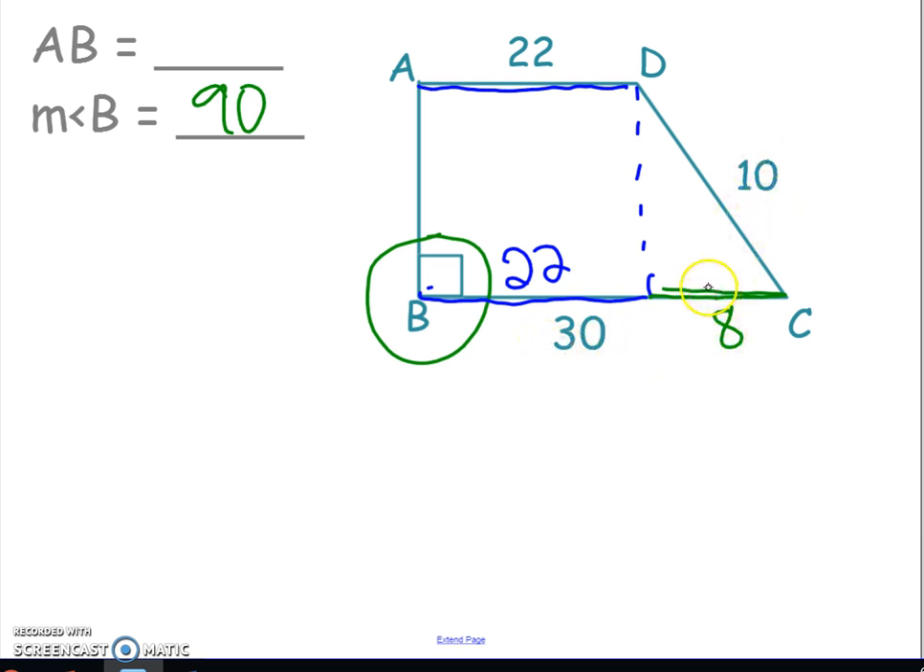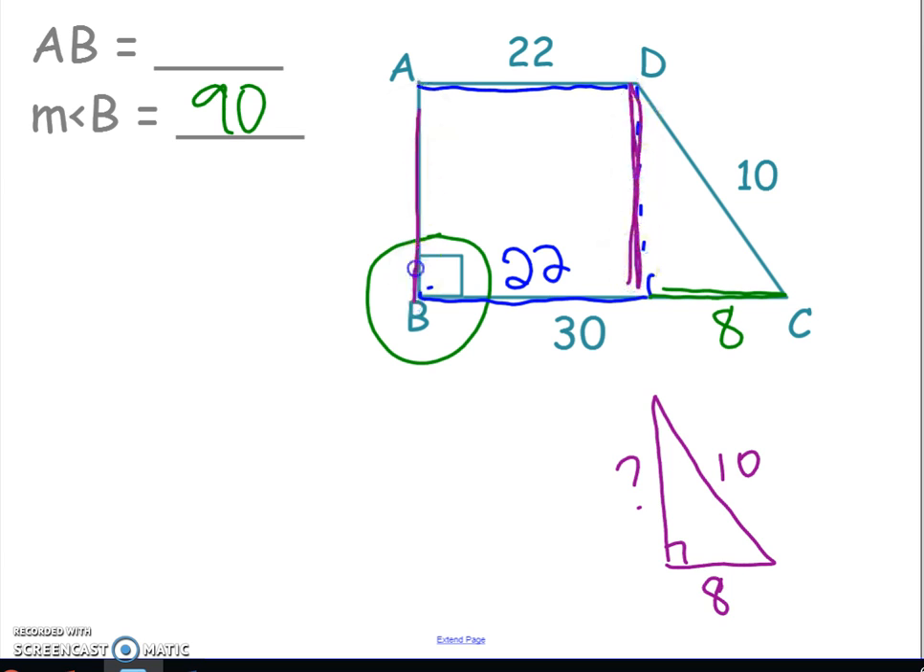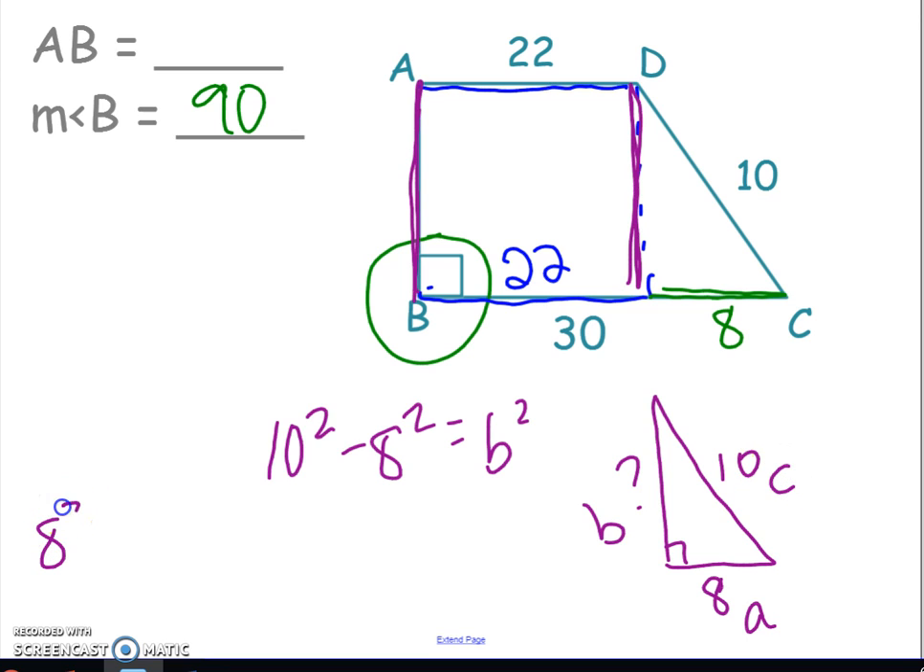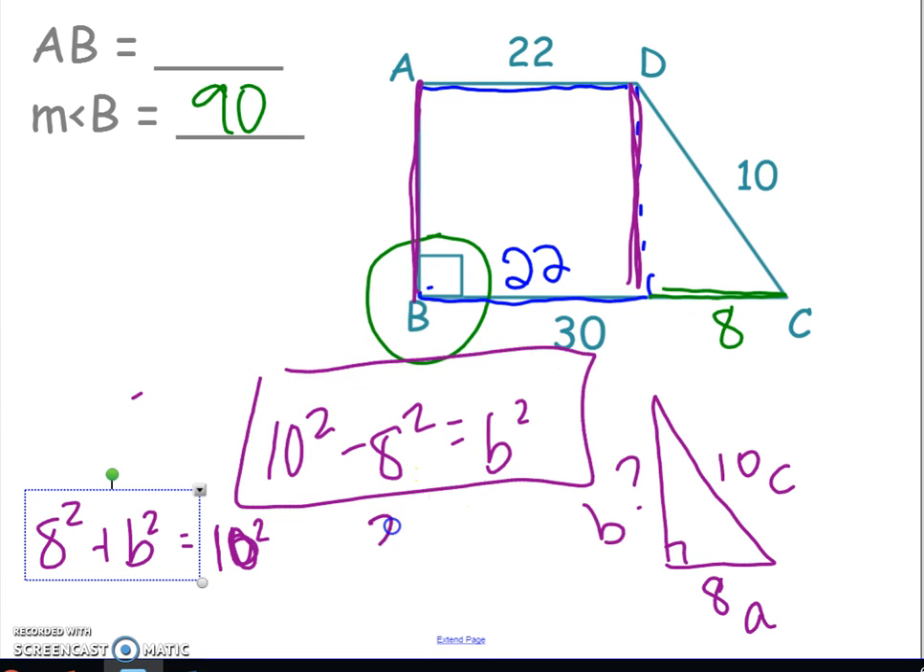So when I block this off, if you notice, I now have a right triangle, 10 and 8. And if I solve for that, then this is the same as this, and that's what I'm looking for. So those right triangles have not quite gone away yet. So we can do a squared plus b squared equals c squared, or 10 squared minus 8 squared equals b squared. So this would be the a, b, and c. So 8 squared plus b squared equals 10 squared. I didn't want to skip ahead and confuse anybody. So then you end up with this. 100 minus 64 is 36 equals b squared, square root. So b equals 6.